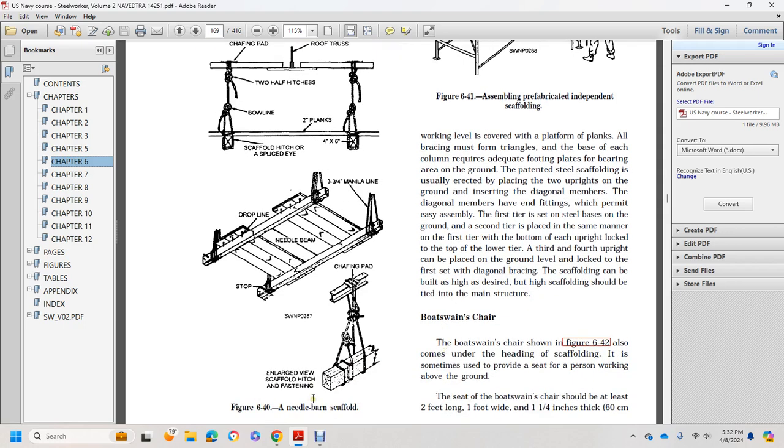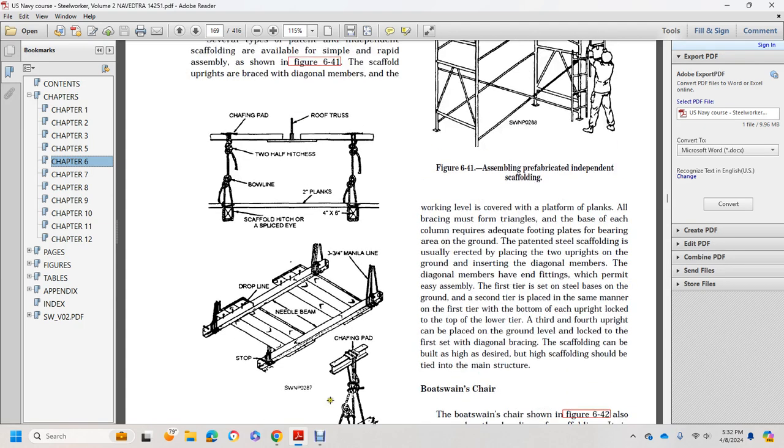Figure 640 shows the needle beam scaffold.